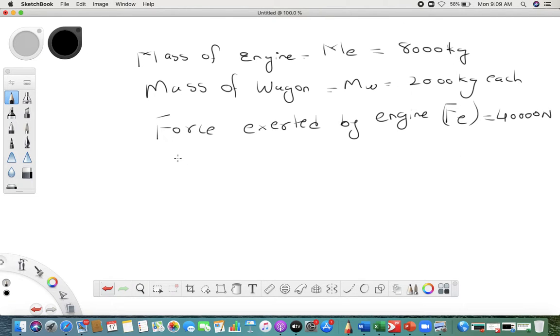And the frictional force is 5,000 Newton. Now what they ask is the net accelerating force. Remember, what they are asking is the net accelerating force. Fine? So they are asking us the net accelerating force. So we have to understand the net accelerating force. How?